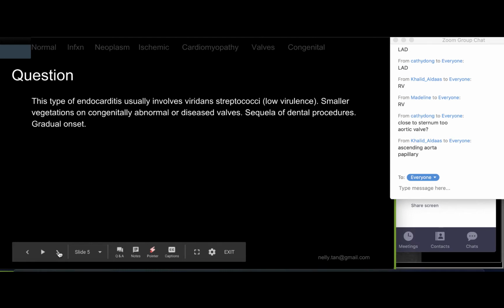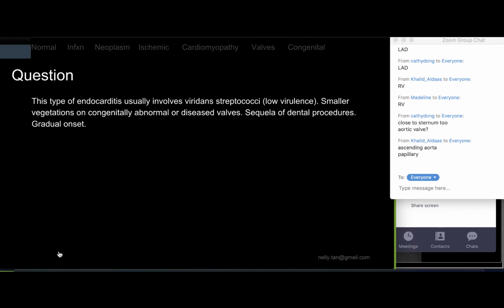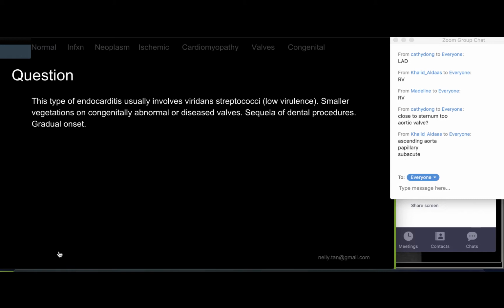Okay, this type of endocarditis usually involves strep viridans. It usually has smaller vegetations, and it's typically a sequelae of dental procedures. What kind of endocarditis? What are the 2 different types of endocarditis? Any thoughts, guesses? Subacute, okay, good. And what is the other? So that's the answer, subacute. And what is the other type? Which is classically we see with like IV drug users, patients, they have like staph aureus and they're very acutely sick.